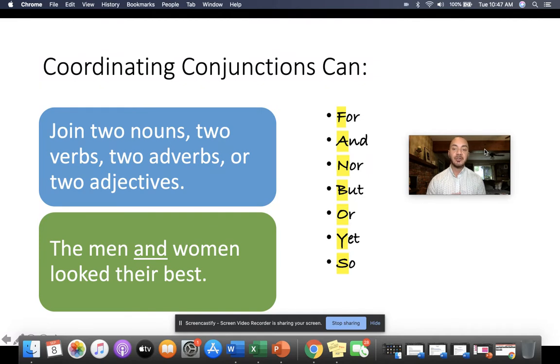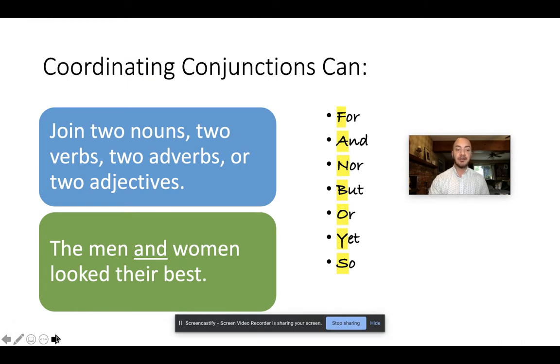The girl was tall and beautiful. If you take a look at the example down at the bottom of the screen, the men and women looked their best. In this case, the coordinating conjunction is and, and it is joining men and women. Men and women are both nouns. They are people, places, things, or ideas. And in this case, they are doing the action in the sentence, so they're also the subject. So we would call this a simple sentence with a compound subject. Again, men and women, the subjects, are joined by the coordinating conjunction and.